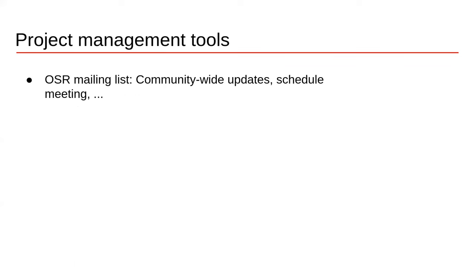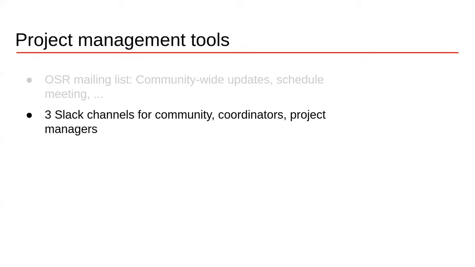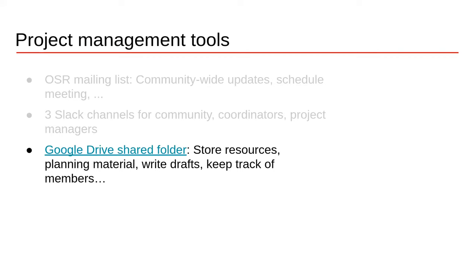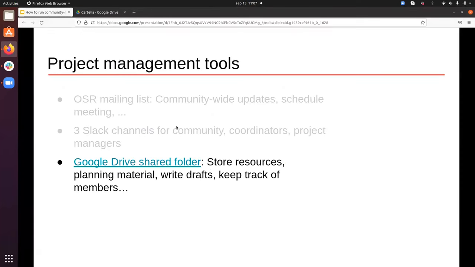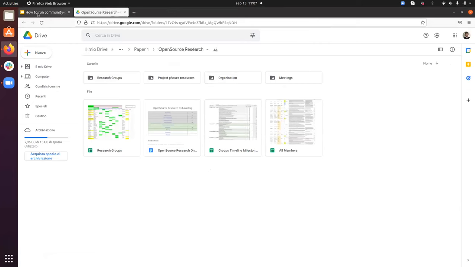Now, what management tools did we use? Well, we used the AIM mailing list for community-wide updates and to schedule general meetings. Then the tool that we used the most was Slack. We had 3 different channels, one for the overall community, one only for the coordinators and co-coordinators, and the other one for project managers. And then we had a Google Drive shared folder where we stored resources, planning material, and we would write drafts and keep track of members and stuff like this.